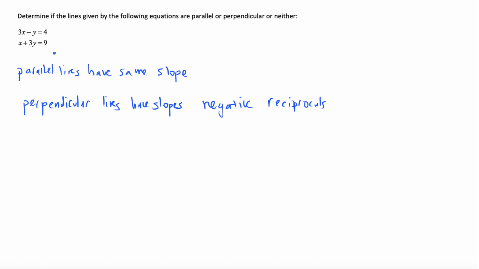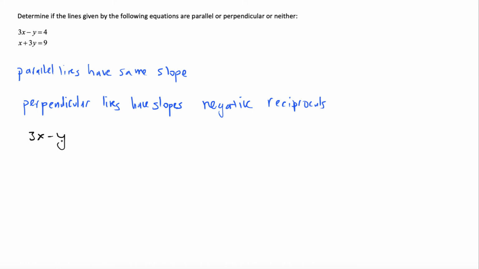So how can we approach the problem then? Well, we have the equation of the line, so actually, what we should do is get these in slope-intercept form. We should solve each of these for y, and that will tell us what the slope is. Let's take a look.